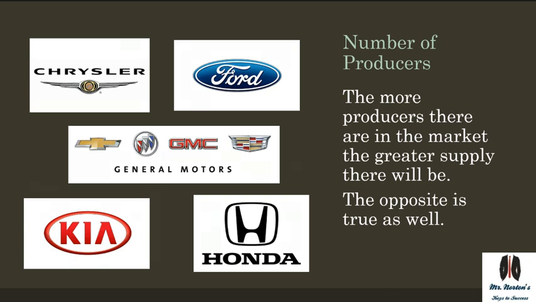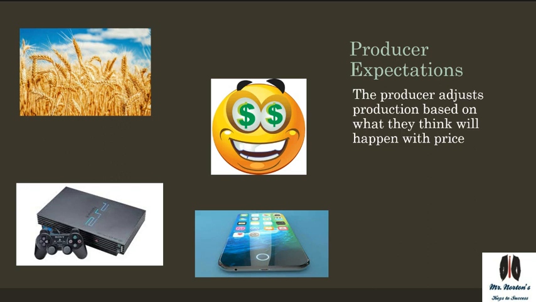Let's get into producer expectations now. Basically, they're going to adjust the production of what they make based on what they think will happen with price. That's why I included this right here. Producers are all about that dollar sign in their eye. And this one is a little trickier because it can go a number of different ways. So let's take a look at some things here. I'm going to leave the wheat one for last.